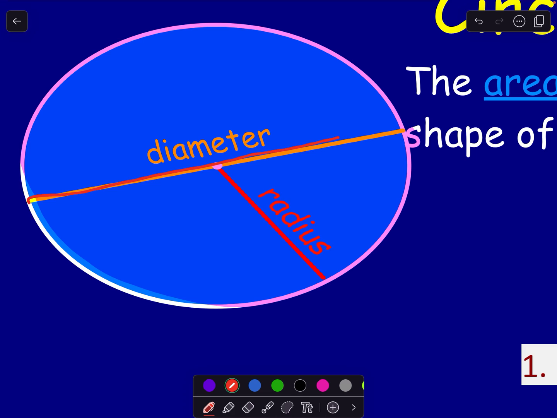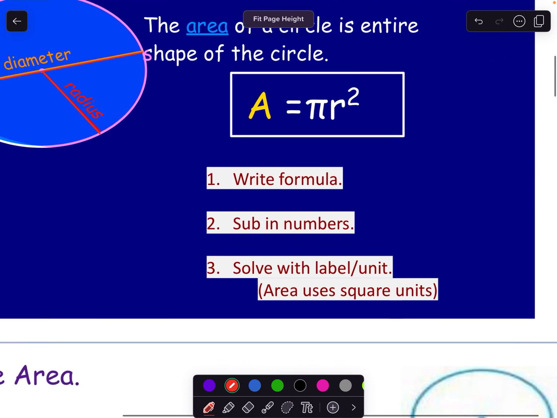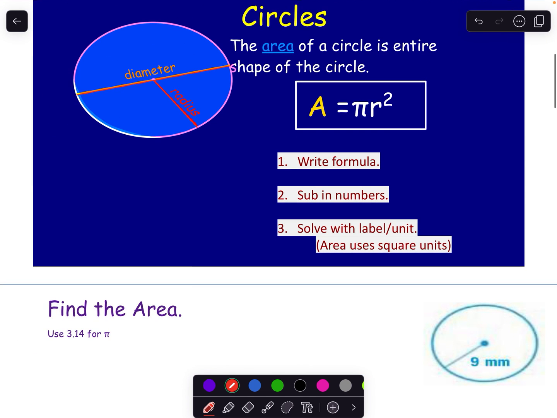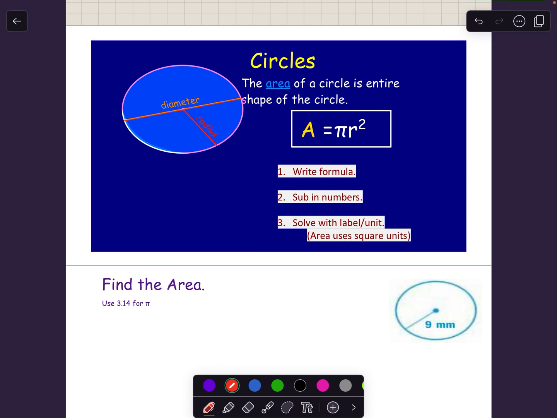Diameter is all the way across the middle of a circle through the center point, and radius is from the center of the circle to the outside edge. Okay? When we do any problems that involve a formula, we want to follow these 3 steps. The first thing is you want to write the formula out on your page. Step 2, you sub in your numbers. Step 3, you solve with a label. Area that we're doing here is going to use square units, so it'd be like square inches, square feet, square meters, stuff like that.